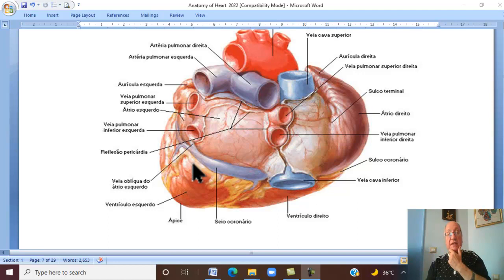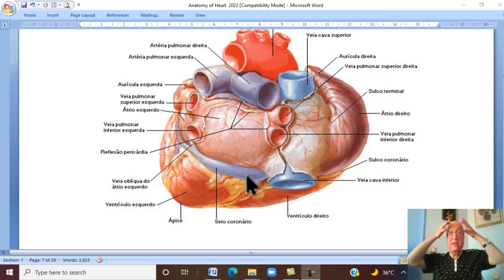Below, the base or the posterior surface is limited by this groove or sulcus. This groove or sulcus surrounds the heart like a crown. Therefore, this sulcus is called the coronary sulcus. The coronary sulcus contains this vein, which is called the coronary sinus, and contains the artery called the circumflex artery.